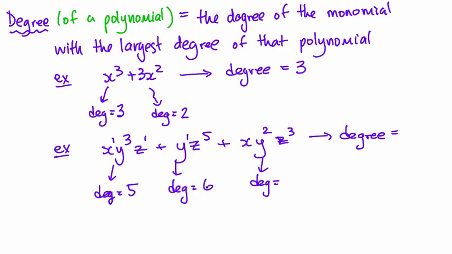5 plus 1 is 6. 3 plus 2 is 5, plus 1 more is 6. So these are the biggest, so it has degree 6. It's just the degree of the biggest. Those two are tied for the biggest, so it's just 6.